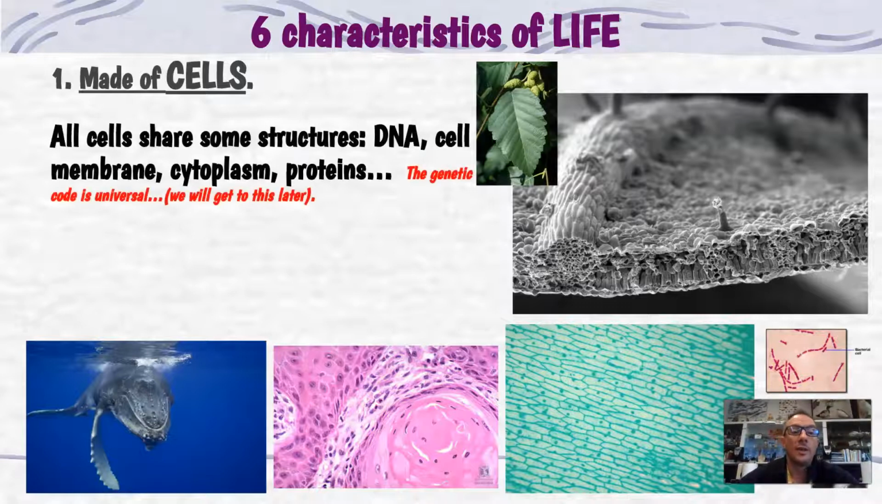So, one of the characteristics of life, at least here on Earth as we know it, and it may be different if we find it somewhere else, is that all things are made of cells, and cells here on Earth all have 4 basic things that they share in common.